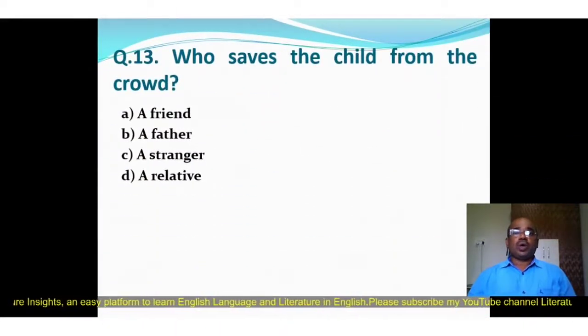Question number 13. Who saves the child from the crowd? A. A friend. B. A father. C. A stranger. D. A relative. The correct answer is C. A stranger. A stranger saves the child from the crowd in a fair.